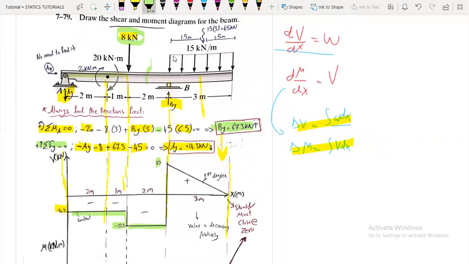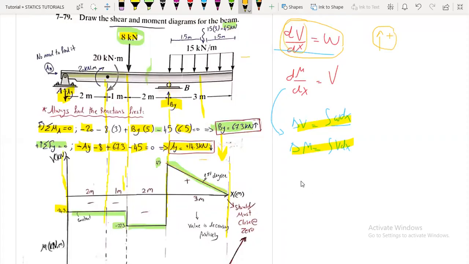And then, since it's a distributed load, it's first degree, so we will go down a value of minus 45. As we said, it's assumed that w is positive upwards. Here we can use this to determine the direction. The value of the loading is constant, 15, in the negative direction because positive is upwards. So the slope of the shear will be constant and have a negative value.